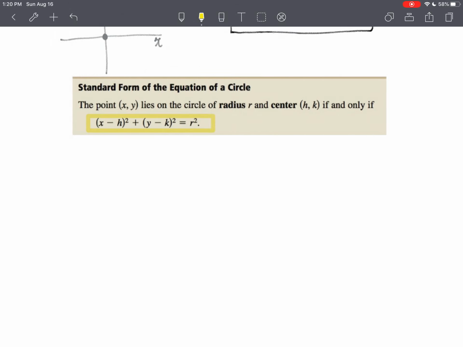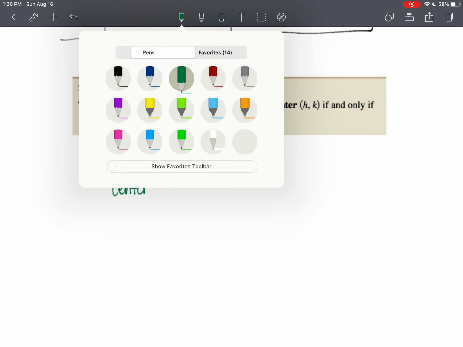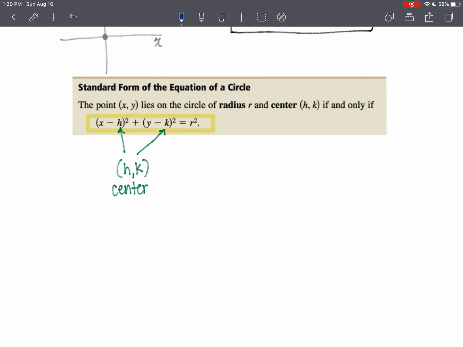Now, x and y are your points that are on the circle. (h, k) is going to be the ordered pair where the center of the circle is located. So h and k is where the center of the circle is located. And then just the value of r all by itself, not r squared, but r, is equal to the length of the radius. So I'm going to put radius length.